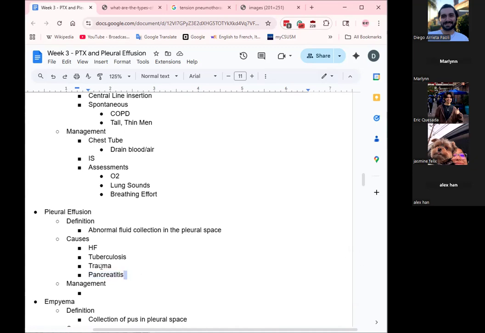Just for now, just know that you don't even have to know, but it's something that happens. It's a possibility. When you go over the pancreas at some point, you'll learn about it. But it's a niche one. The main ones you're really going to think of are heart failure, tuberculosis, and probably also pneumonia as well.